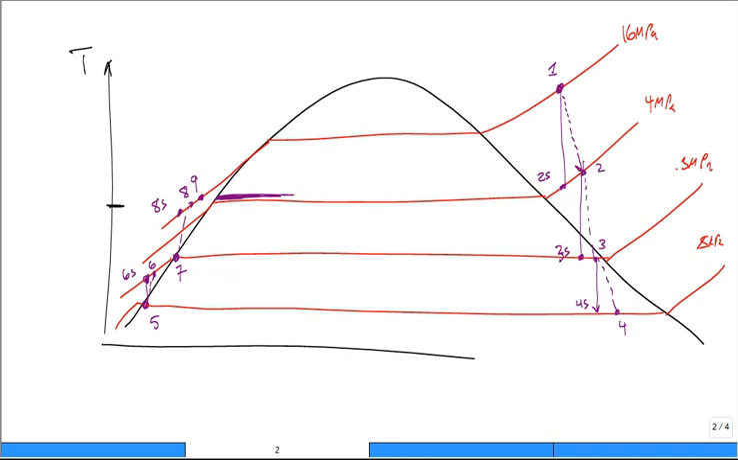4 or 0.3? 4, and it's saturated liquid. So it's right there. That's state 10. True? You see where state 10 is at?